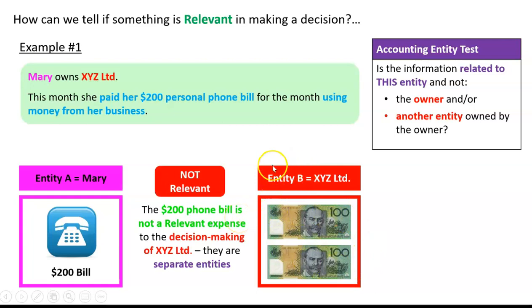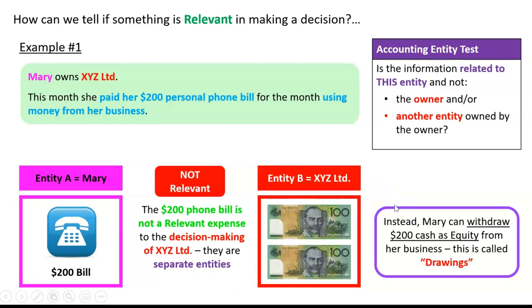That is not relevant to XYZ Limited. The $200 phone bill is not a relevant expense. It has no impact on the decision making. Well, it shouldn't anyway. So you cannot pay transactions from one entity with money from another entity. They're separate. But when we're talking about relevance, we just want to say it's all about decision making. This phone bill should not impact the decision making of XYZ Limited because it's for a separate entity.